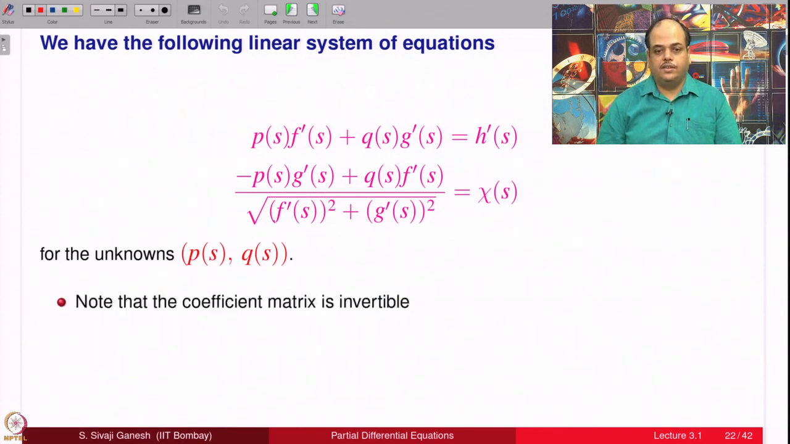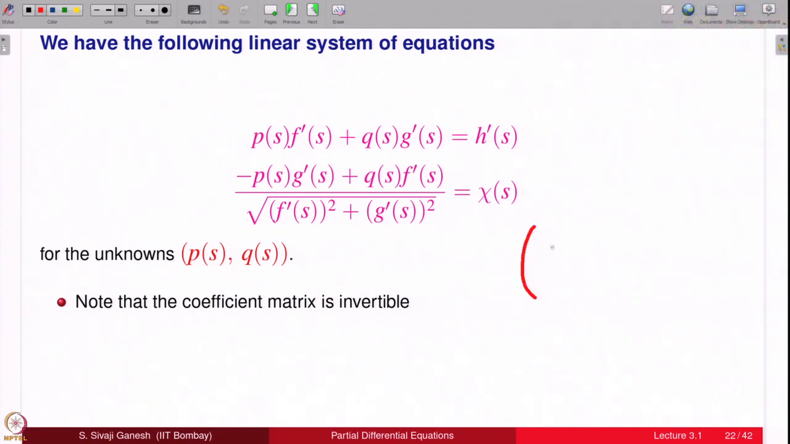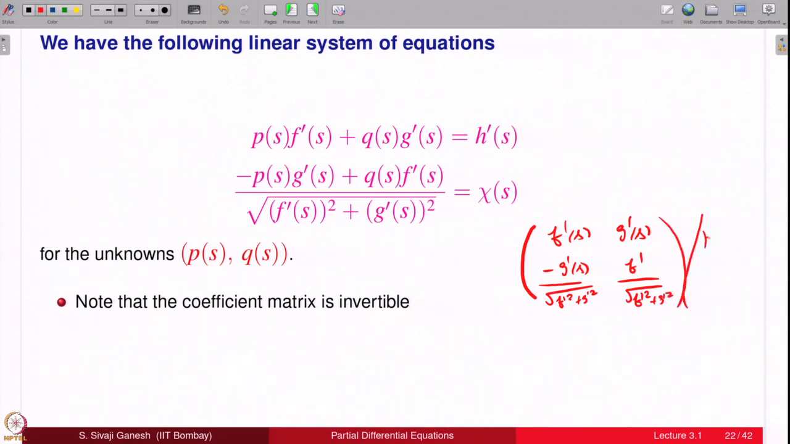The coefficient matrix is invertible. What is the coefficient matrix? The first row is f prime of s, g prime of s. The second row is minus g prime of s divided by the square root of f prime squared plus g prime squared, and here it is f prime divided by the square root of f prime squared plus g prime squared, multiplying p(s), q(s). This system is equal to h prime and chi.